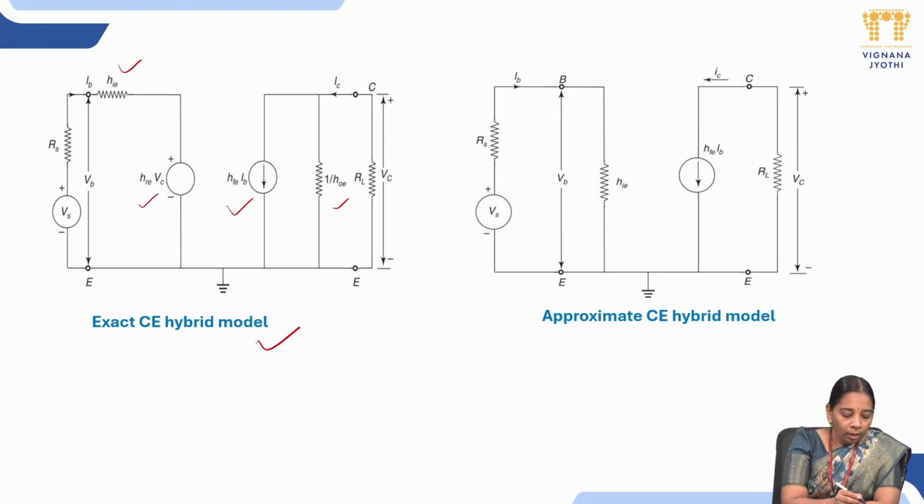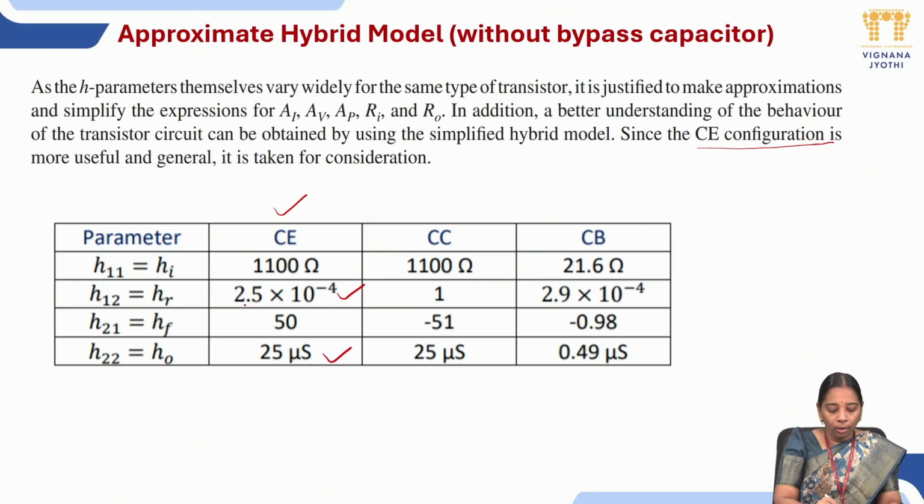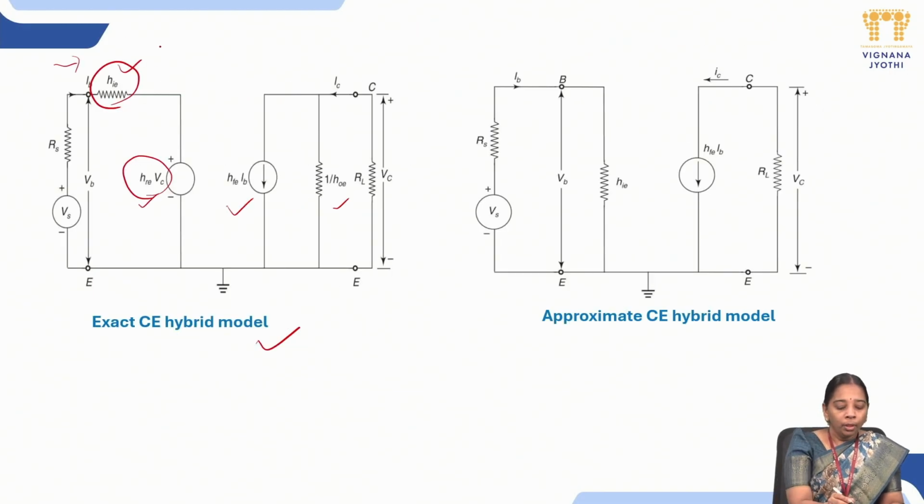If we apply KVL from here, the input voltage VB is divided between HIE and HRE into VC. The HRE value is very small, that is 2.5 into 10 to the power of minus 4, and hence obviously HIE into IB will dominate HRE into VC. So obviously we can eliminate the HRE parameter.